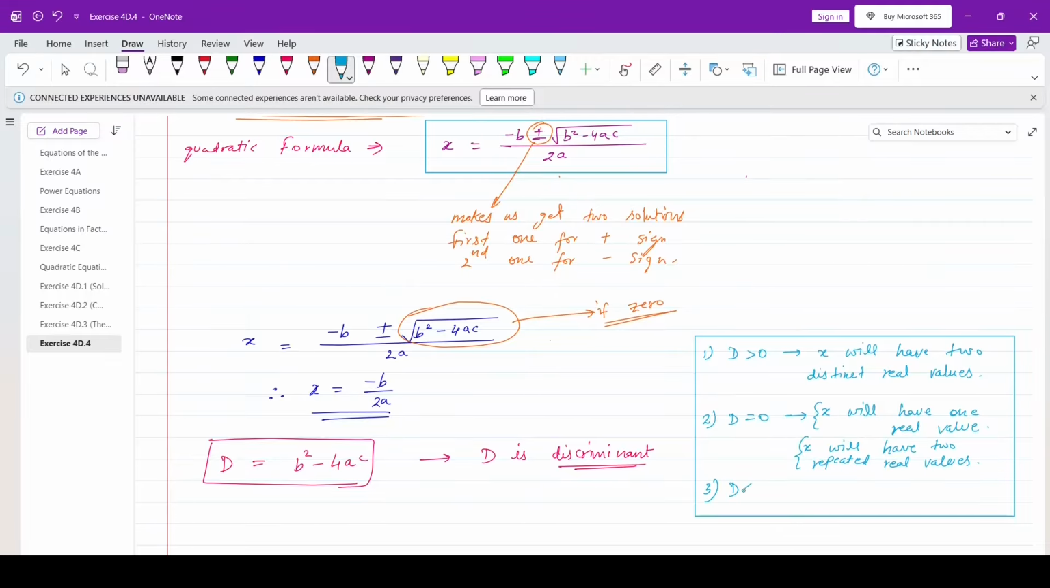In case d is less than 0, then we can simply say no real solution.